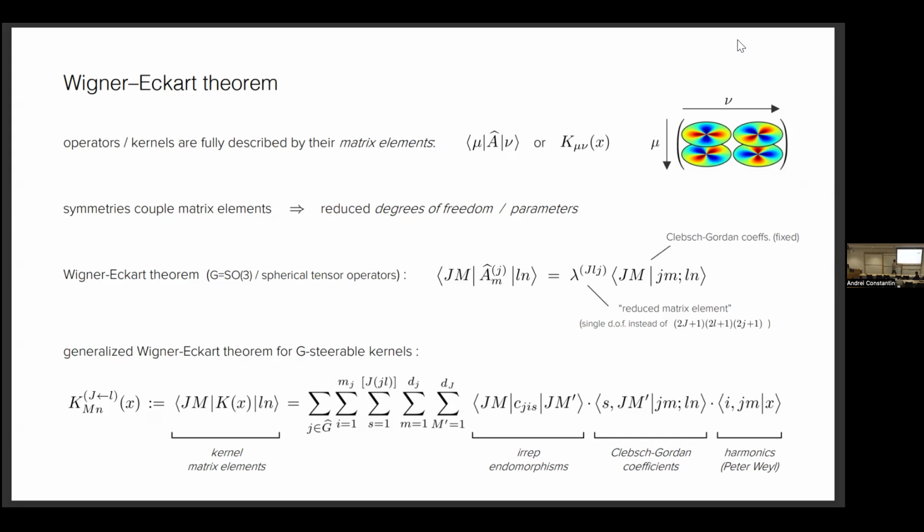If you have a certain group which you chose, and you know this Peter-Weyl decomposition, the harmonics of the group, the Clebsch-Gordan coefficients and the endomorphisms of irreducible representations, you know exactly how your kernel matrix elements look. So you can implement that, and we have a library for that.